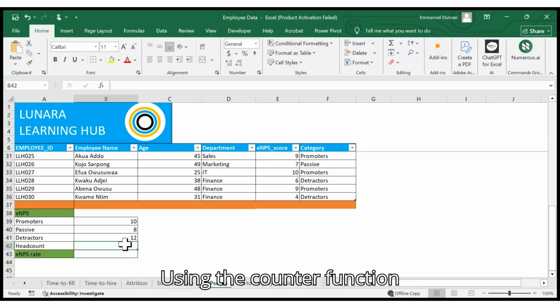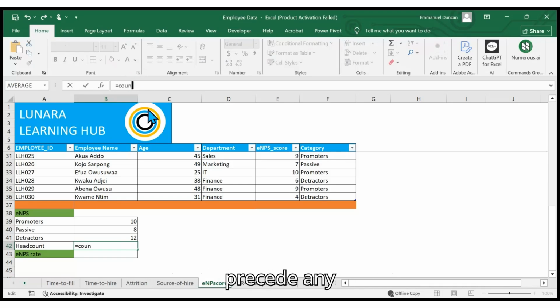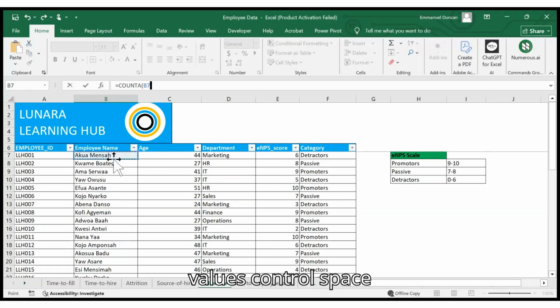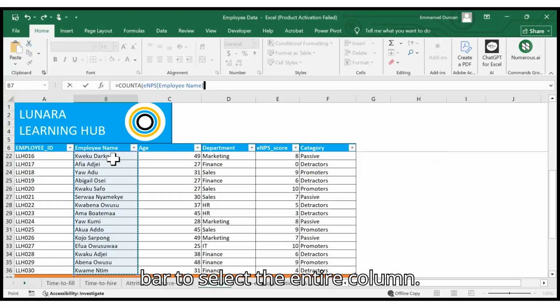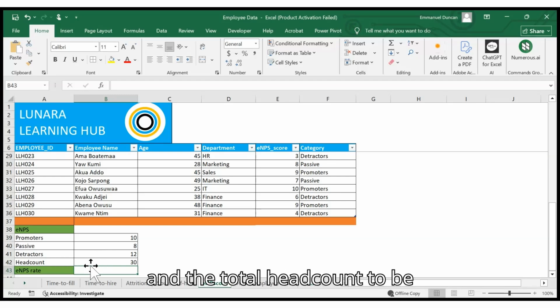Then let's calculate our head count using the COUNTA function. Equal to sign. Remember in Excel, it always precedes any function. So our values, control space bar to select the entire column. Then you press enter. We have 30. So here we have promoters 10 employees, passive promoters 8 employees, detractors 12 employees, and the total headcount to be 30 employees.